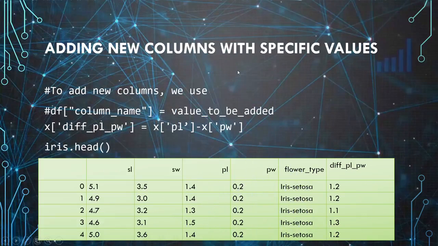Now adding new columns with specific values, we can very easily do that. Like data frame of column name equals the value to be added, just this. Like we want to add another column whose value will be petal length minus petal width, x of petal length minus x of petal width. So you see we have easily done that using very easy coding. So it is not at all difficult. You need not connect Python with SQL to perform all the SQL-like functions. You can just directly use the pandas library, and this is a very important part of machine learning. As you study it, you will understand this.